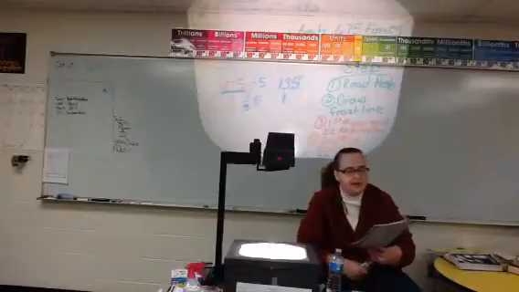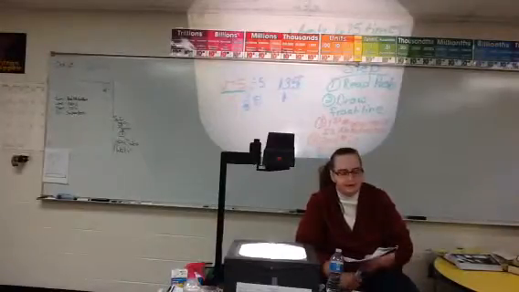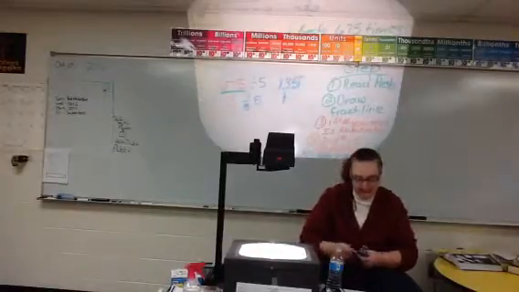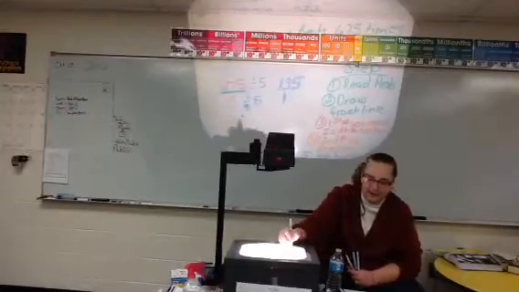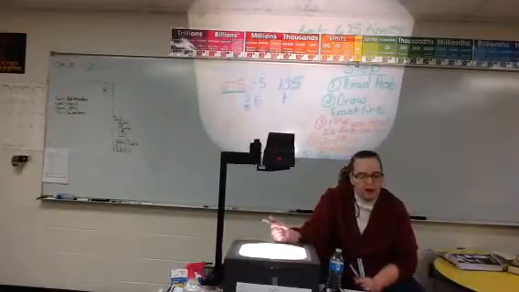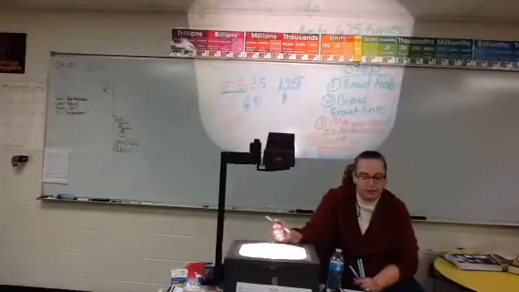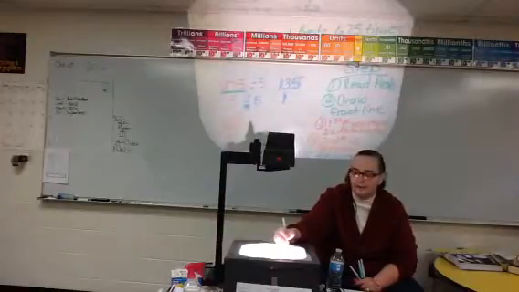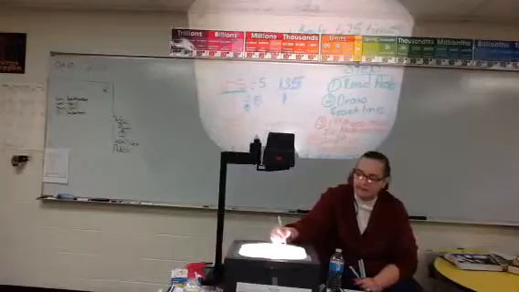Number 1 says, a faucet leaks 668 milliliters. That's the first number I came across, right? 668 of water in 8 minutes. How many milliliters does the faucet leak per minute? So what does it want me to divide by? 8.